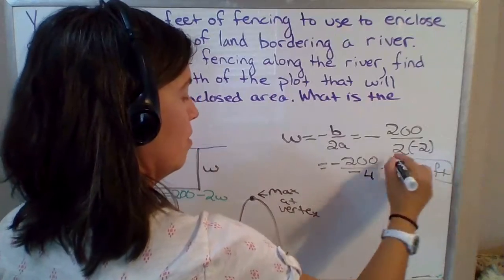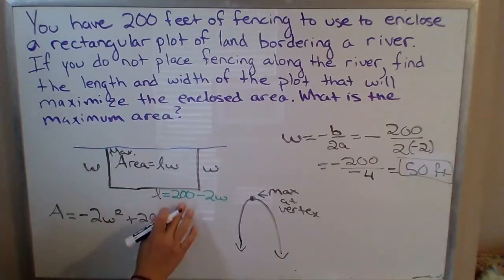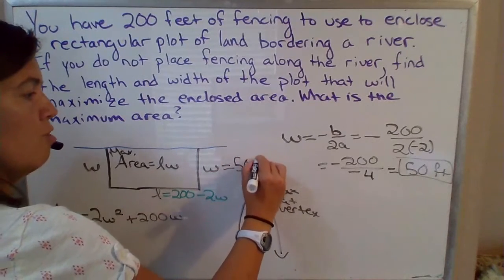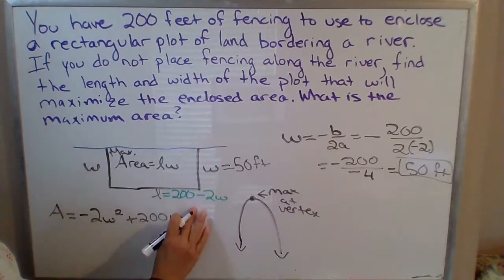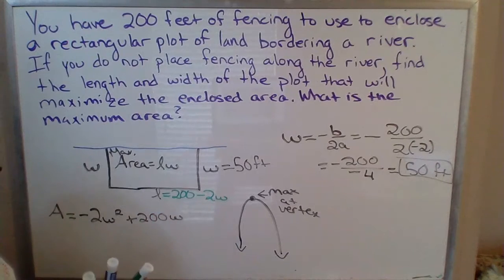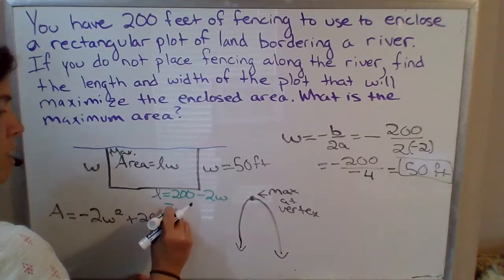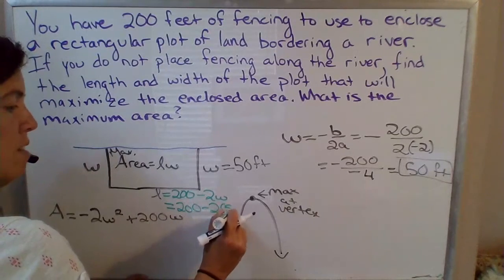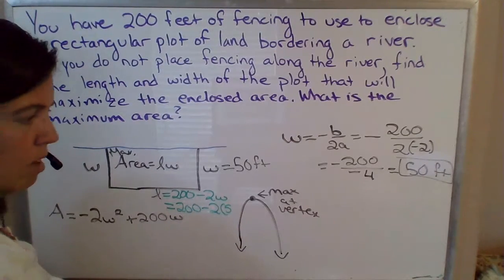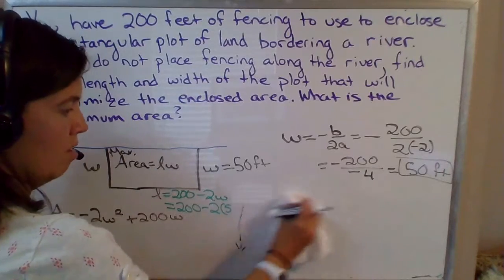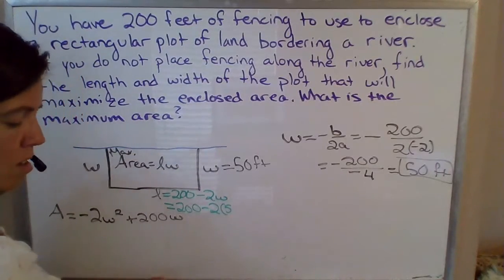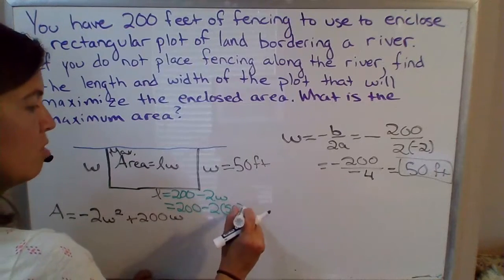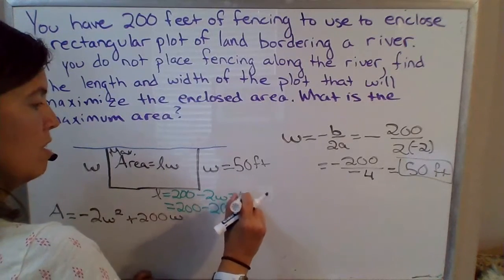If we want the length, the width we just figured out is 50. In order to find the length, we can apply this formula, 200 minus 2W. So the length will be 200 minus 2 times 50, so that would be 200 minus 100. The length will be 100 feet.